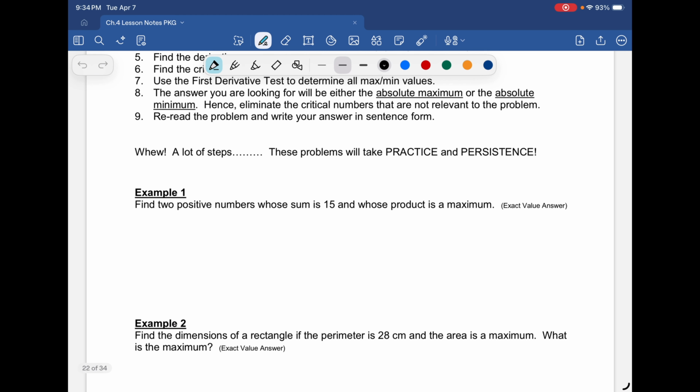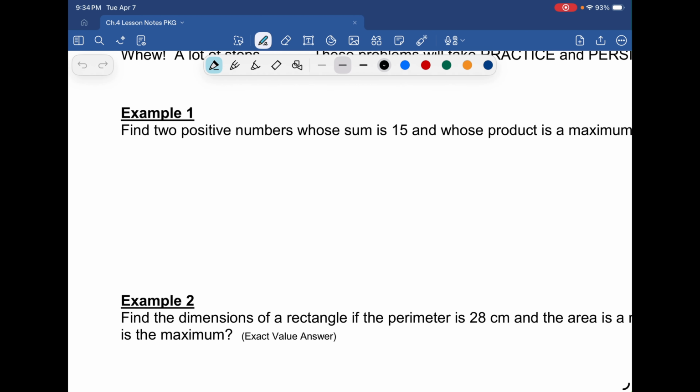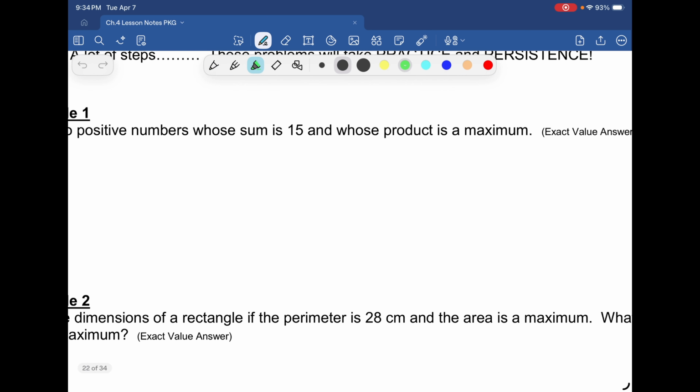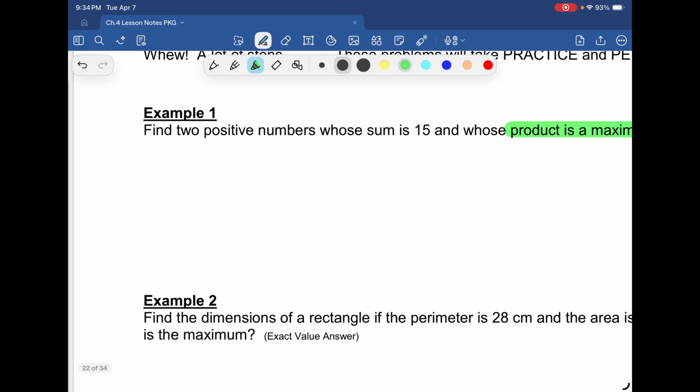Now, in example one, what they ask us to do right away is find two positive numbers that add to make 15, or sum to 15, and the product is a maximum. As soon as you see that keyword of maximum, you want to highlight it right away, because if they're talking about a product being a maximum, then when we do our first derivative test, this should reveal a maximum. Okay, revealing some of the steps here.